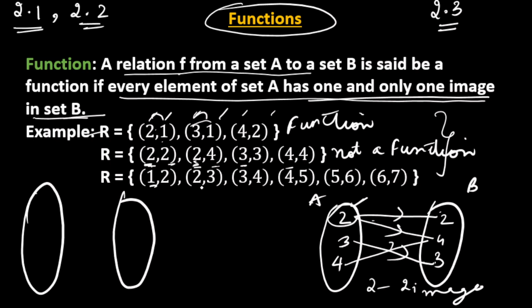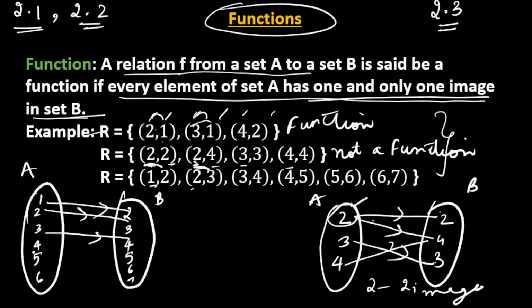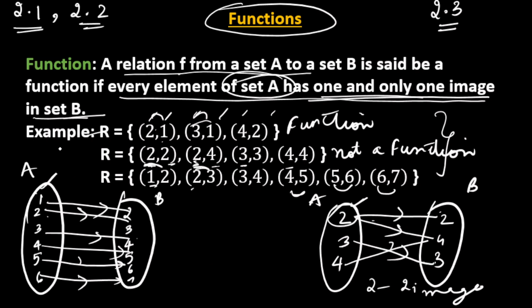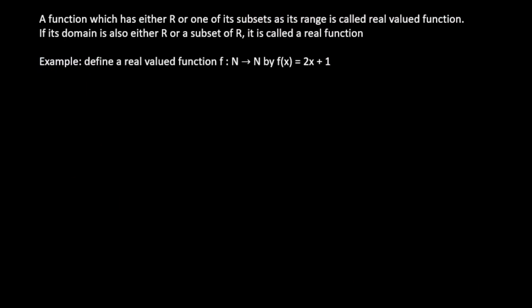The first ones are the elements of set A. The elements are 1, 2, 3, 4, 5, 6, then 2, 3, 4, 5, 6, 7. 1 maps with 2. From this relation we can find out 2 maps with 3, 3 maps with 4, 4 maps with 5, 5 maps with 6 and 6 maps with 7. Here also, 1 has one image which is 2, 2 has one image which is 3, 3 has one image which is 4, 4 has one image which is 5, 5 has one image 6 and 6 also has one image. So each and every element of set A has exactly one image in set B. So that means this is also a function.